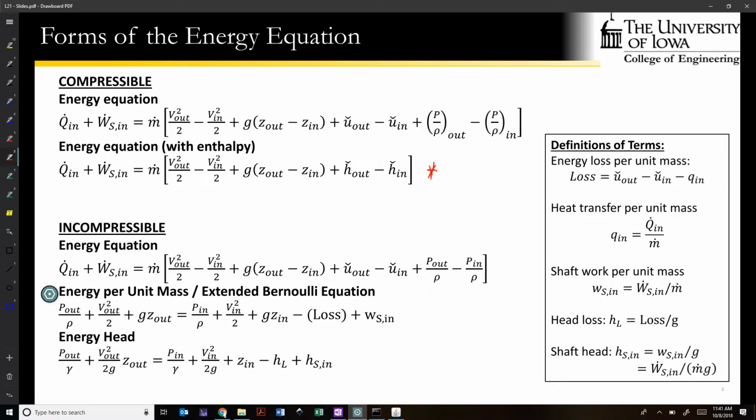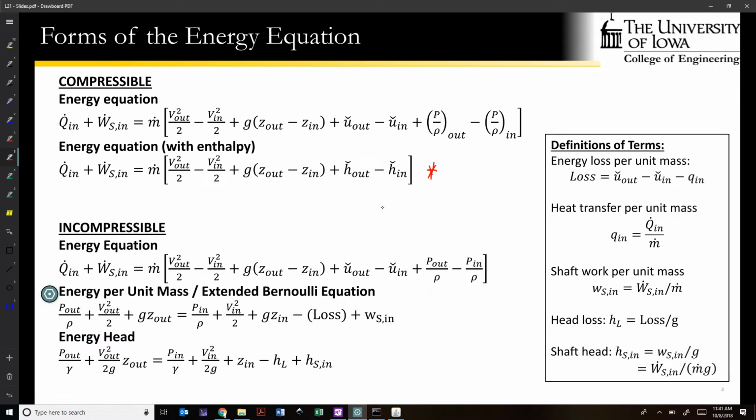If you are able to assume that the flow is incompressible, then you can get rid of those parentheses around the P over rho, okay, because rho no longer changes at the inlet versus at the outlet, and you can start to write this in forms that look more like equations we're familiar with. So this first version of the energy equation, the only thing that's happened is we've gotten rid of these parentheses. Then if we divide through by m dot, the mass flow rate, we end up with this version right here, which is also known as the extended Bernoulli equation.